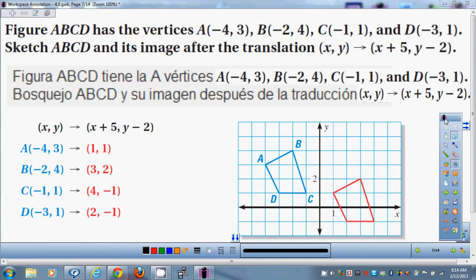Sometimes, just like the DOM, it won't give you the translation. It'll say, here are two sets of coordinates, or here's an image. Describe the translation. So you'll have to say, oh, right 5, down 2, just like you did in the DOM.